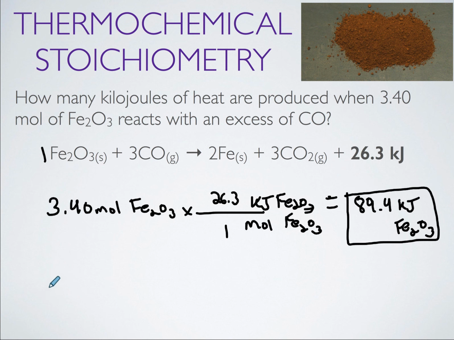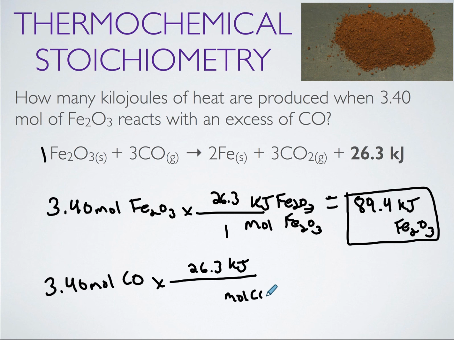Now this problem could be changed in any number of ways. So let's say I still have 3.40 moles, but this time I'm talking about carbon monoxide. The kilojoules is not going to change because that's from the balanced equation. It's the same for each of the different compounds. But now if I'm talking about moles of carbon monoxide, I'm going to have a different value here. So carbon monoxide would have 1, so I would have a 3 here. So I'm going to end up with a different answer because it's a different compound.